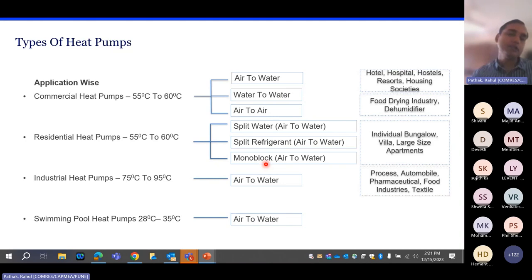And the fourth one is the heat pumps used for swimming pools. With the increasing luxury style of Indian culture, many in the hotel industry have started asking for heat pumps which can maintain the swimming pool temperature somewhere around 28 to 33 or 34 degrees Celsius, which is a comfortable temperature for any swimmer, right? So that's the fourth type of heat pump you can see in the market.